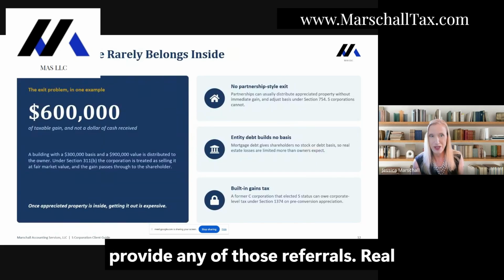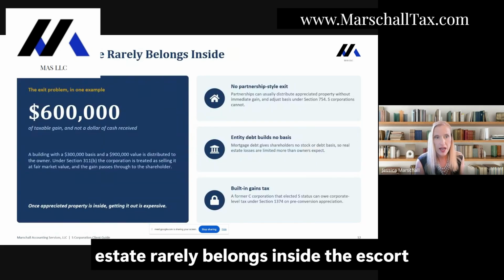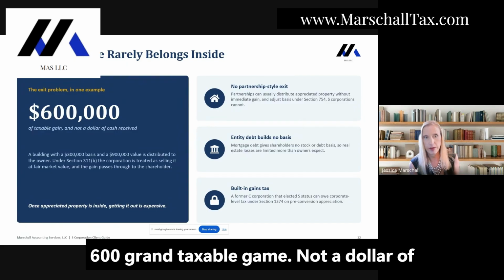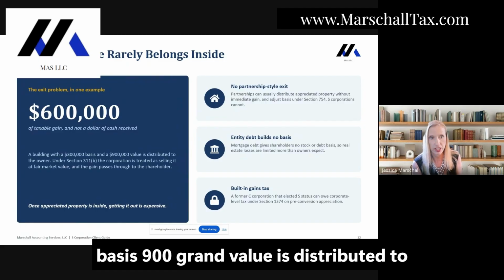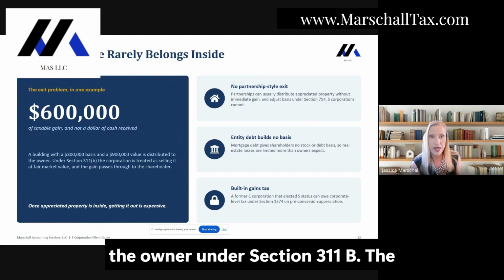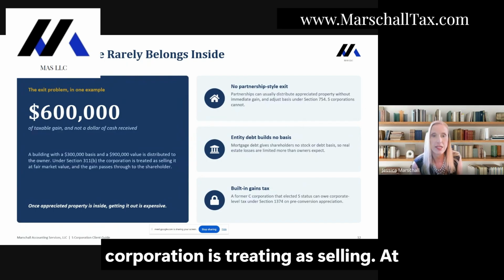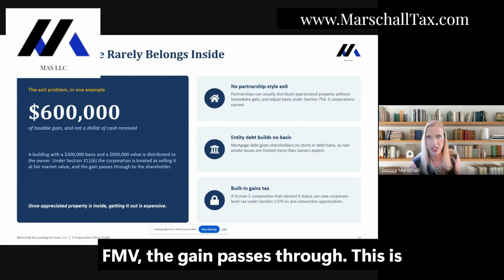Real estate rarely belongs inside the S Corp. 600 grand taxable gain, not a dollar of cash received. A building with 300 grand basis, 900 grand value is distributed to the owner. Under Section 311B, the corporation is treated as selling it at FMV. The gain passes through.